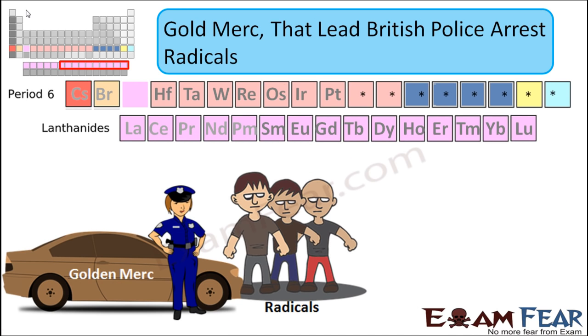Finally, the last set of elements of period 6. We see on the screen a golden Mercedes and a police officer who is arresting the radicals, some 2-3 radicals, which are people with some kind of negative thought in the society. So the memory tip here would be: gold murk that led British police arrest radicals.